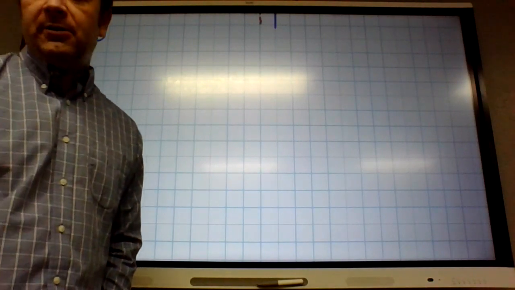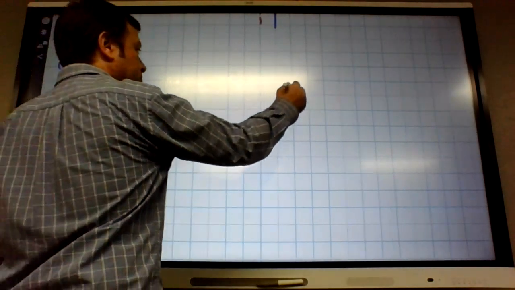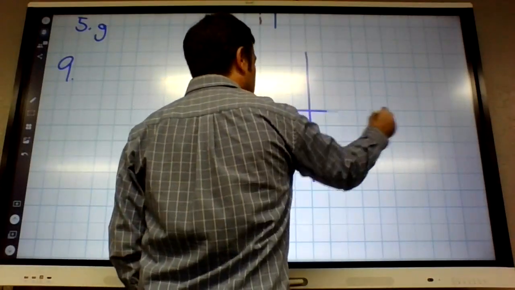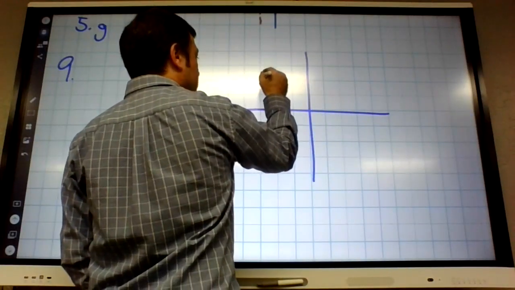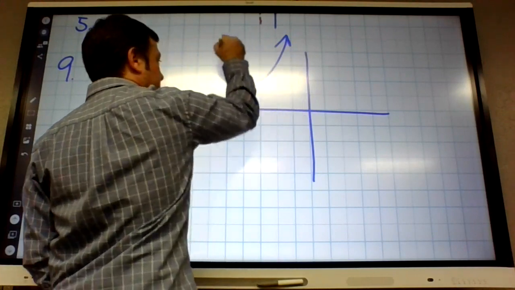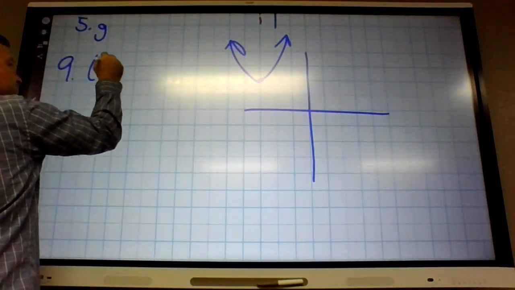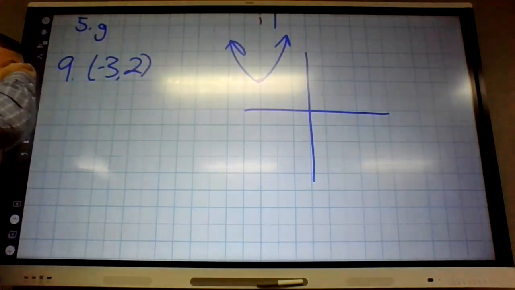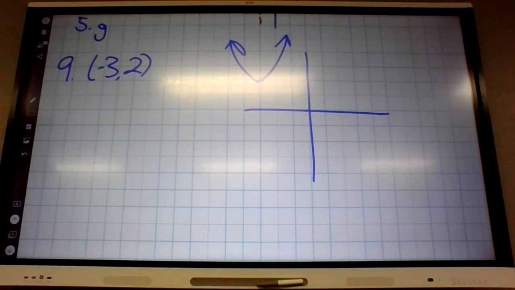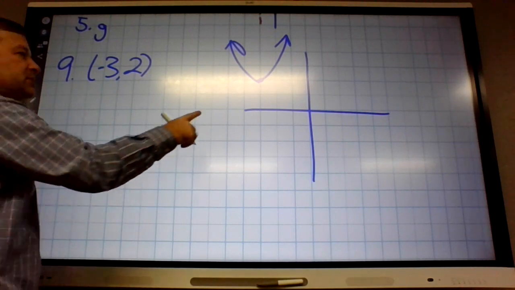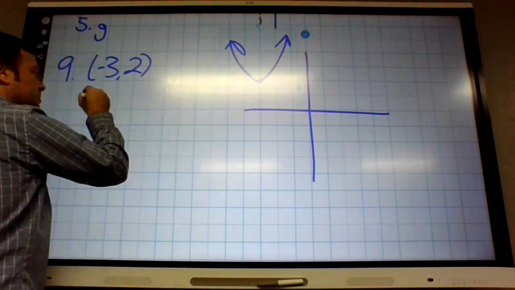Okay, number 9, where's the vertex at? -3, 2. So that's like, and it goes up from there. So that's our first answer, -3, 2. Second question, is that vertex a maximum or minimum point? It's a minimum because it's at the bottom.